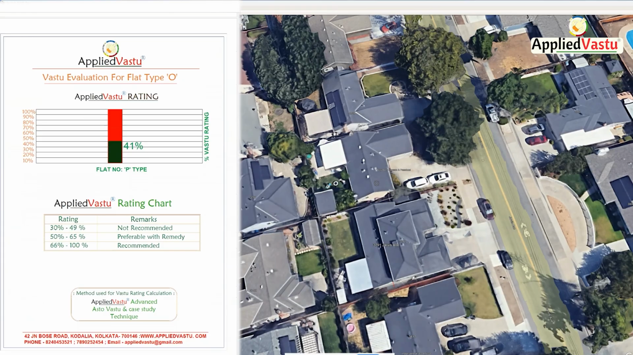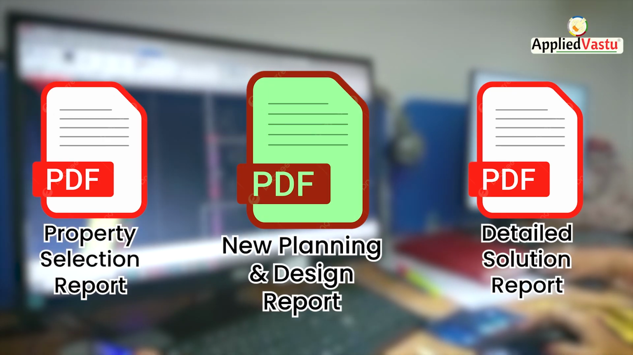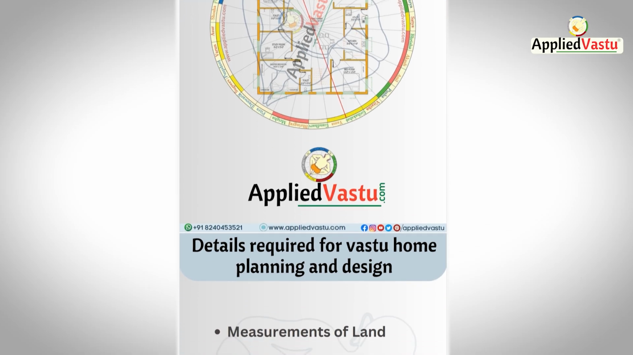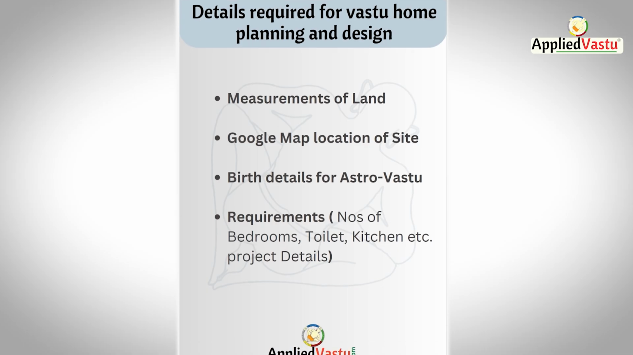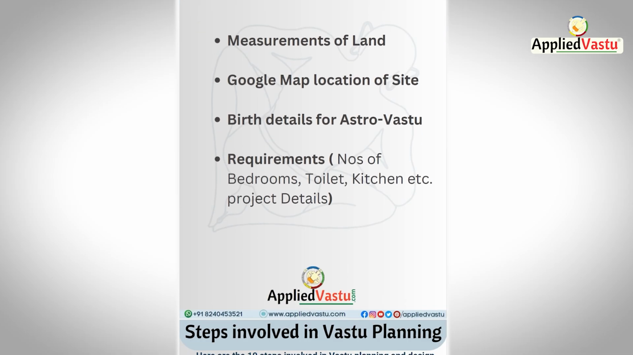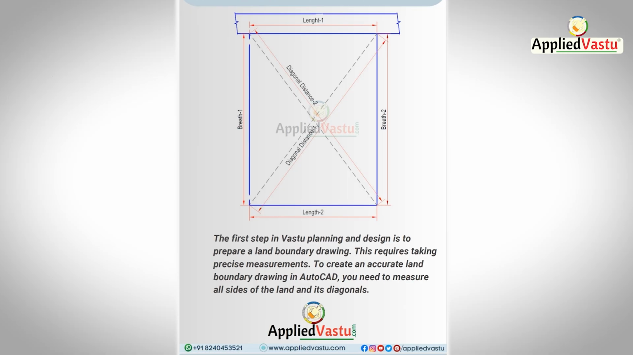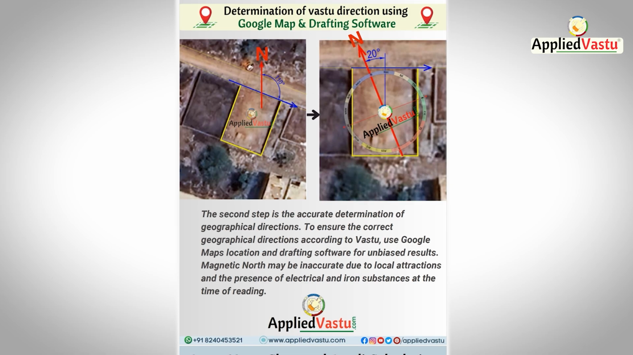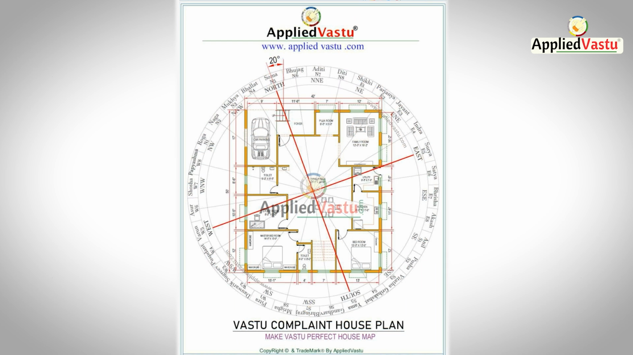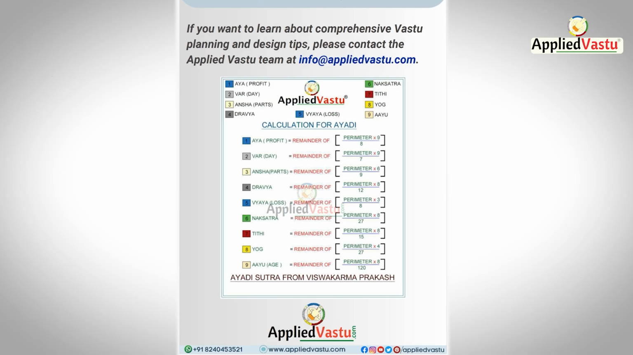For the planning report, the client sends the plot measurements, Google Map location, and astrological details. If any modifications in planning are required, the floor plan is also sent. In this case, AppliedVastu provides a report by determining directions using Google Earth Pro, analyzing the 16 zones and 32 entrance positions, conducting IRD analysis, and doing Astro Vastu calculations.